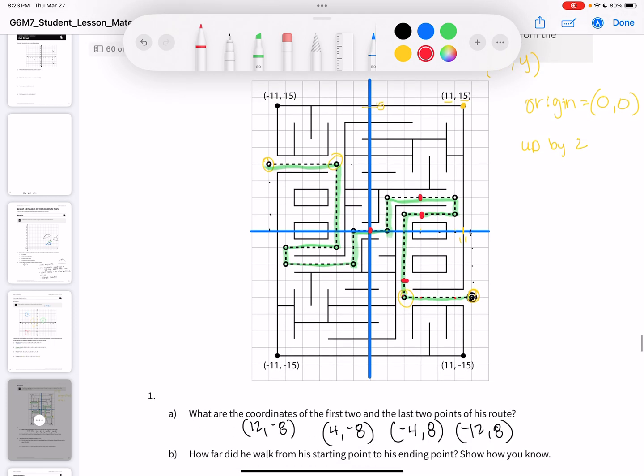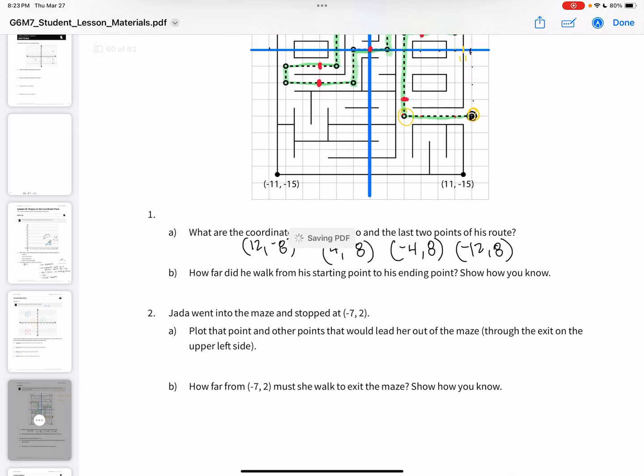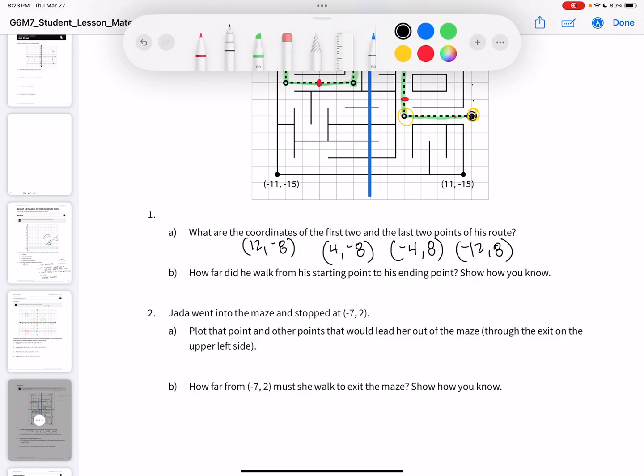Ooh, don't want it to jump on me. Counting by 2s again, 10 each time. Look at that. So how many dots do I have? I have 1, 2, 3, 4, 5, 6, 7, 8 dots, which means I have 80 units. So how far did he walk? He walked 80 units.